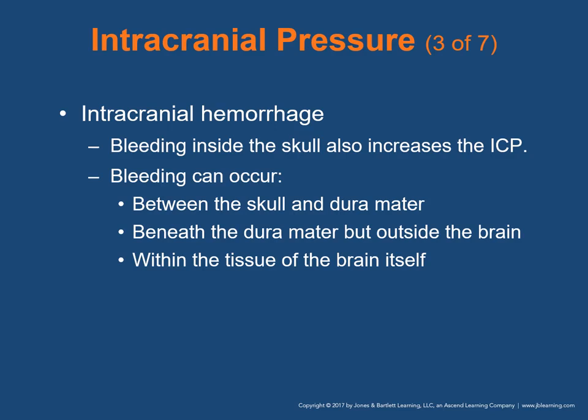Intracranial hemorrhage is what we're going to discuss now, and that is bleeding inside the skull, which also increases the ICP, which is intracranial pressure. Bleeding can occur between the skull and the dura mater, between the dura mater but outside the brain, or within the tissue of the brain itself.